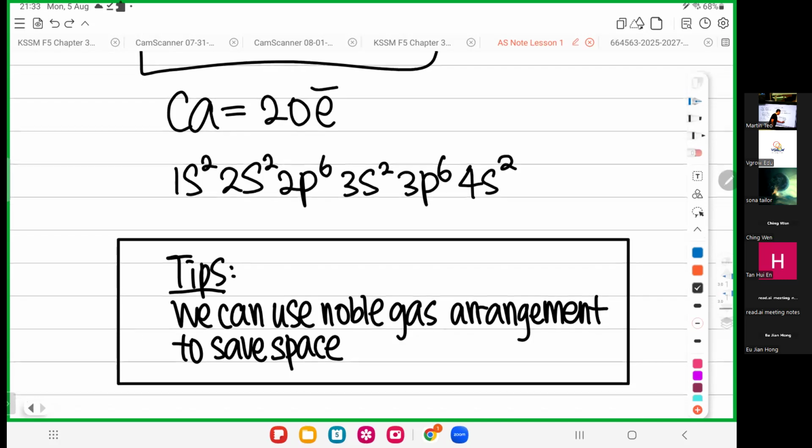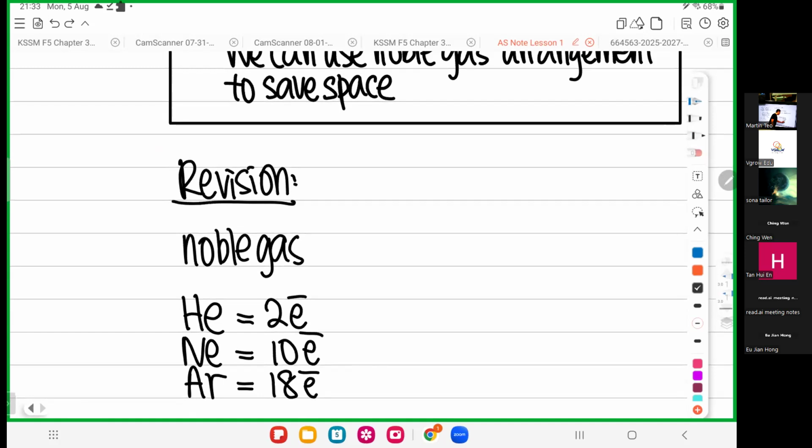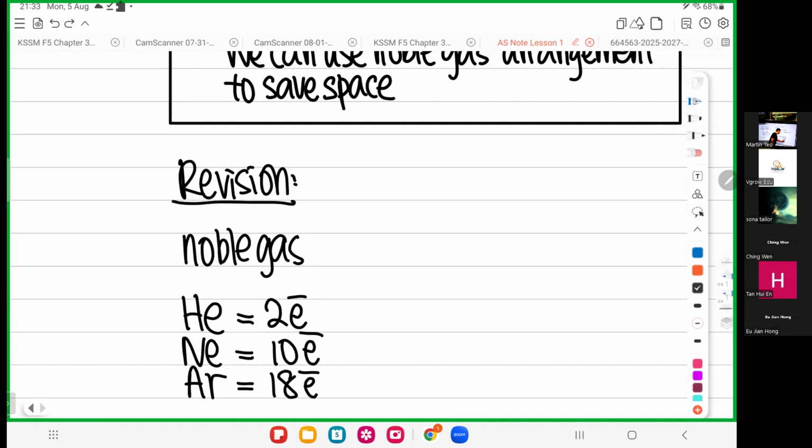There are 3 important noble gases that we learned back in high school. Helium, which has 2 electrons, neon has 10 electrons, and argon has 18 electrons. You don't need to memorize, because in the real examination, they will give you the periodic table. The periodic table will be provided to you.